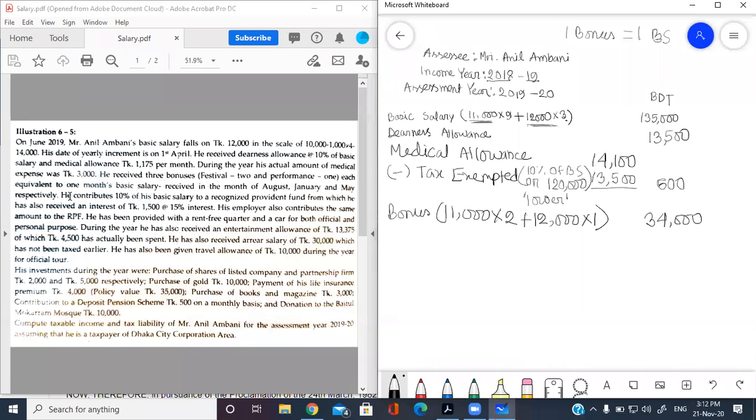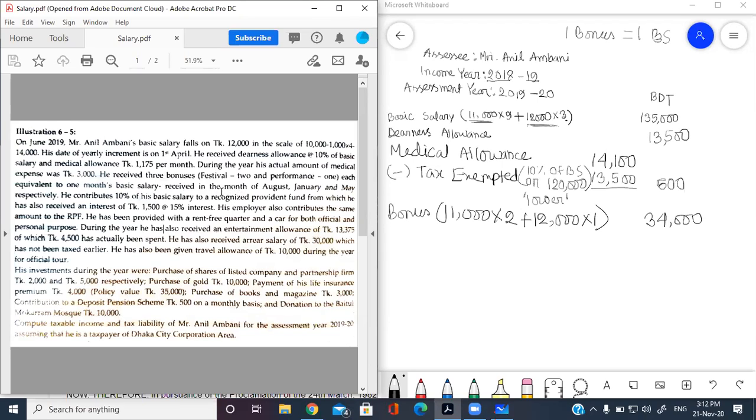Then he contributes 10% of his basic salary to a recognized provident fund, from which he has also received an interest of 1,500 at the rate of 15% interest. So from the previous class, we have come to learn what we mean by the recognized provident fund.